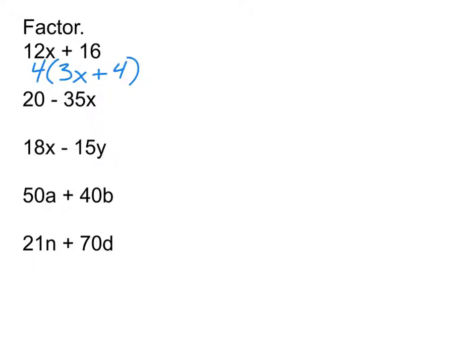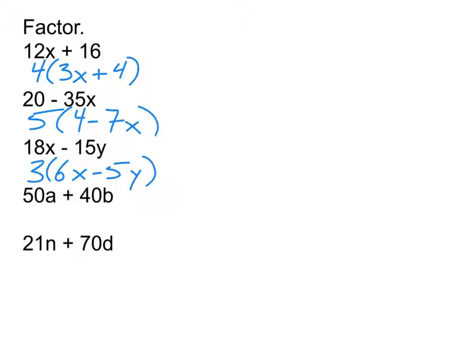So for the second one, the 20 and the 35, I can pull a 5 out of both of those. And so that's going to leave me with 4 minus 7x. The next one, 18x, 15y. They both have variables, but it's not the same variable, so I can't pull out the x or the y. I can just look at the 18 and the 15, out of which I can pull a 3. And so then that's going to give me 6x minus 5y.